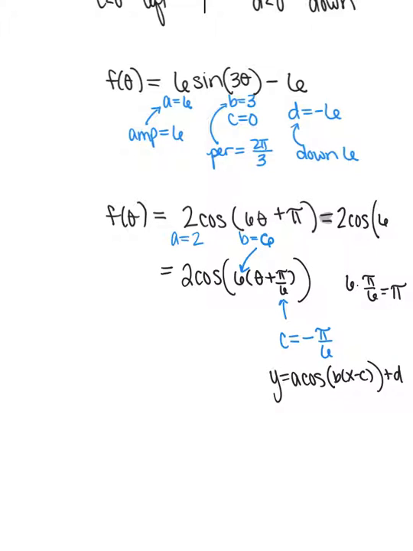So let's go through all the transformations that are happening here. This 2 is changing my amplitude to 2. This 6 right here is changing the period to 2 pi over 6. And 2 pi over 6 is equal to pi over 3. So this is my new period. Amplitude is 2. And now I can see with this C value right here, I'm moving to the left.